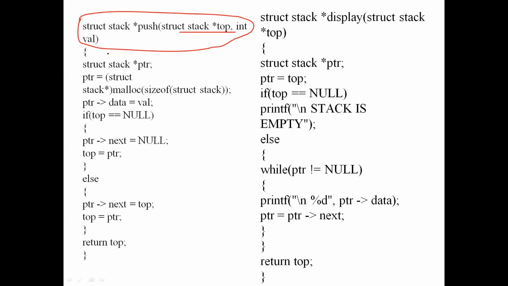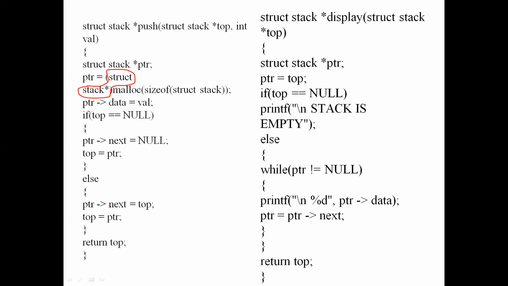Inside the push function, you are allocating the memory using malloc. Malloc always returns what? A generic pointer. So it is converted to its own data type, struct stack, because the pointer belongs to the struct stack data type. That's why it is typecasted according to the data type. This typecasting you know very well.